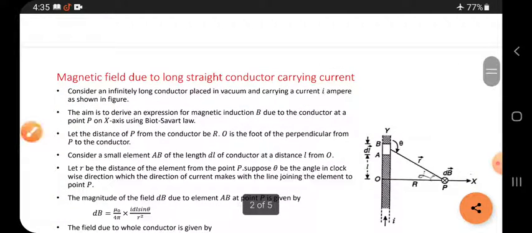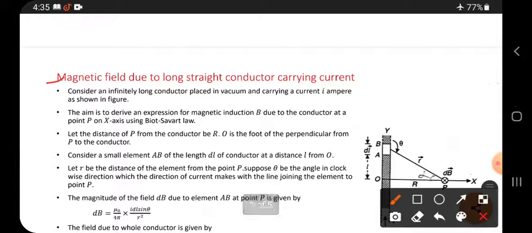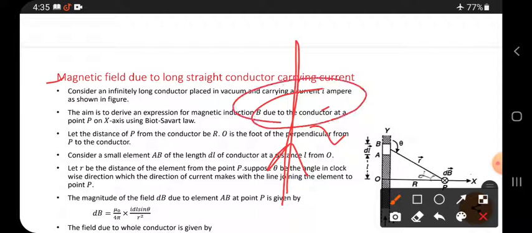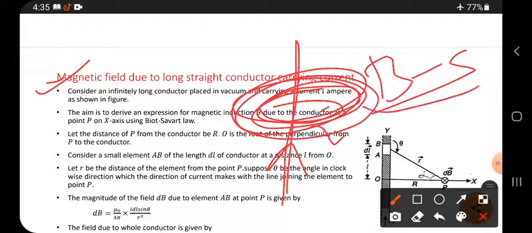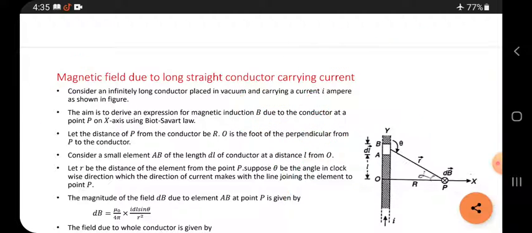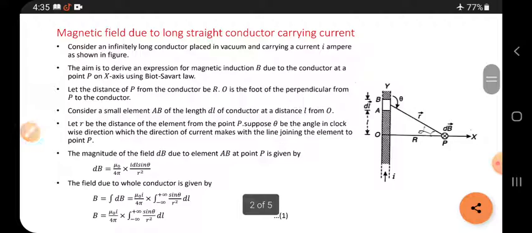Today's topic is magnetic field due to a long straight conductor carrying current. A long straight conductor carrying current produces a magnetic field around it. That magnetic field we are going to calculate by using Biot-Savart law. So it is one of the applications of Biot and Savart, the first application.